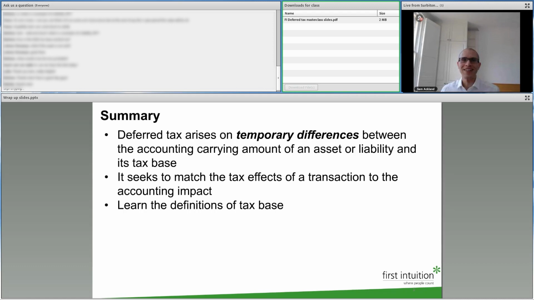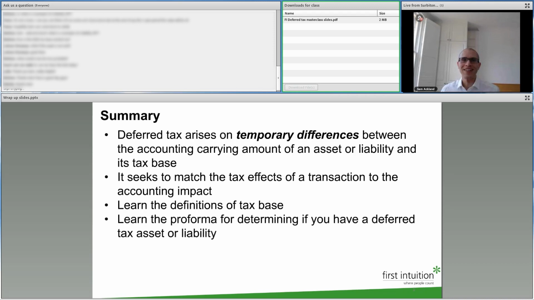So, in summary, deferred tax arises on temporary differences between the accounting carrying amount of an asset or liability and its tax base. Okay, so always on temporary differences between the carrying amount and its tax base. It seeks to match the tax effects of the transaction to the accounting input. So this is all good things that you could say in a deferred tax question. Let's say in SBR where you've got to write about things, it's going to pick up credit.